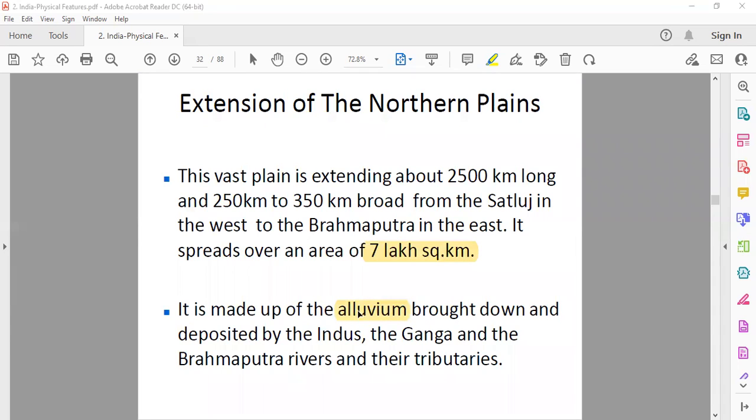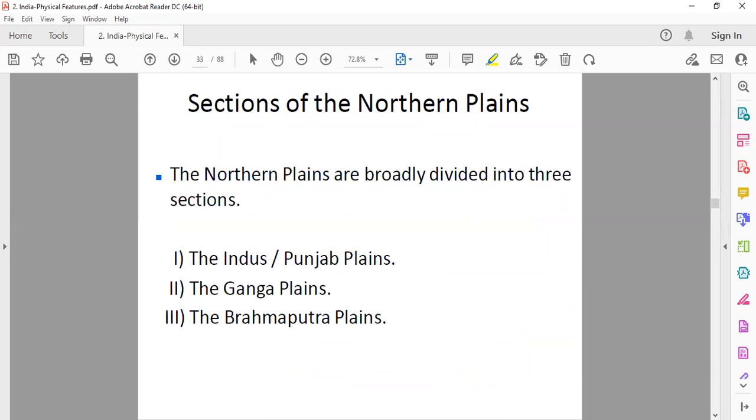It is made up of alluvium brought down and deposited by the Indus, the Ganga and the Brahmaputra rivers and their tributaries. And then tributaries. Then you have the next section of the northern plains.